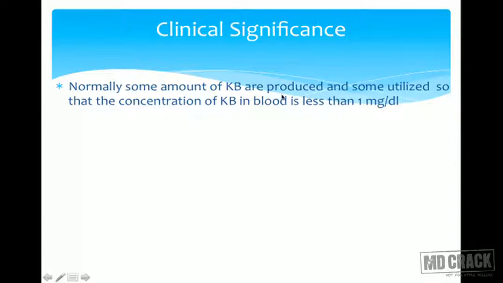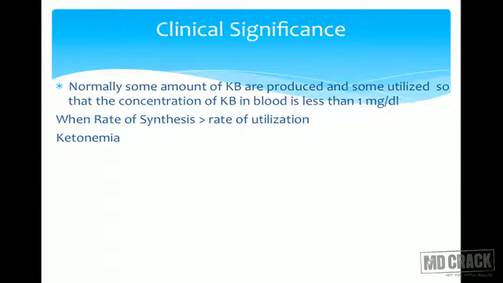So let us look at the clinical significance of these ketone bodies. Normally, some amount of ketone bodies is produced and some utilized, so that the concentration of ketone bodies in the blood is less than 1 milligram per dl. Always, this is normally happening: some amount is formed, some amount is degraded, ketogenesis and ketolysis. But when the rate of synthesis exceeds the rate of utilization, it can lead to ketonemia, meaning increased ketone bodies in the blood. Ketonuria: they are water soluble, so they can be excreted into the urine.